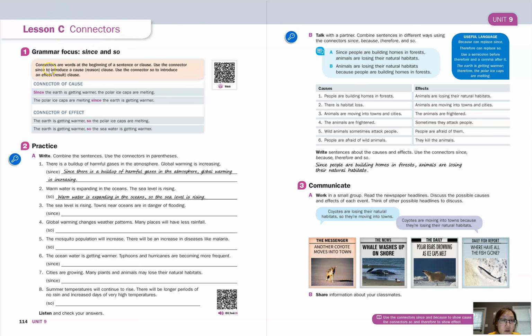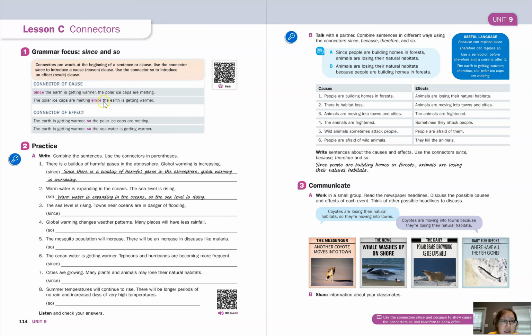Okay, and you can see here that connectors are words at the beginning of a sentence or clause. Of course, connectors can be at the beginning of the sentence or in the middle of the sentence, depending on whether the clause comes at the beginning or at the end. So, if you look at this example, it says, "Since the Earth is getting warmer, the polar ice caps are melting." So in this case, the clause is at the beginning of the sentence. So, of course, you can see since at the beginning.